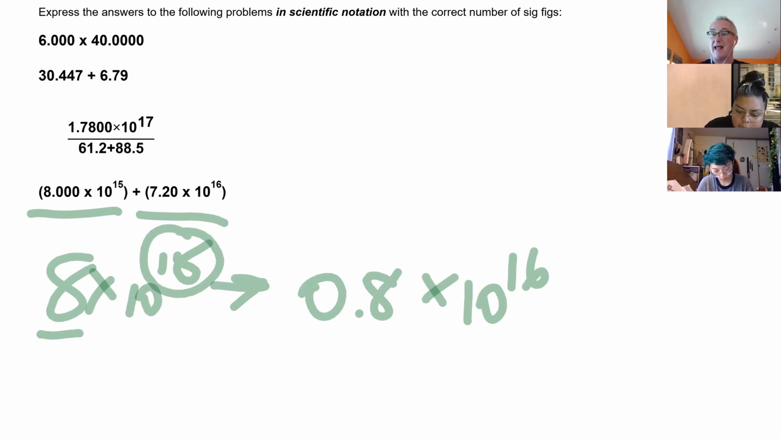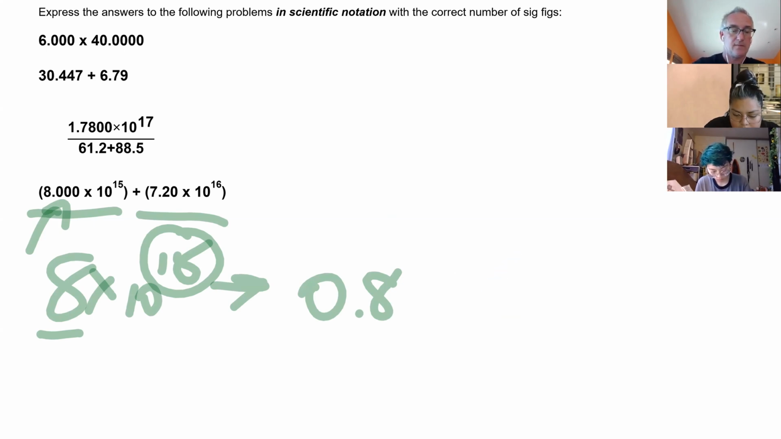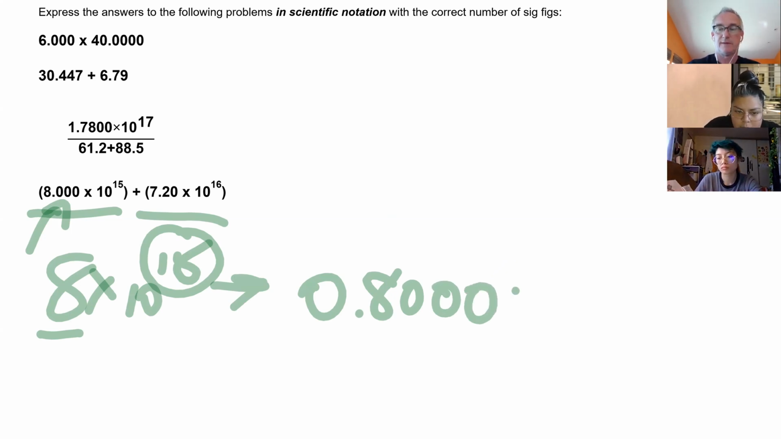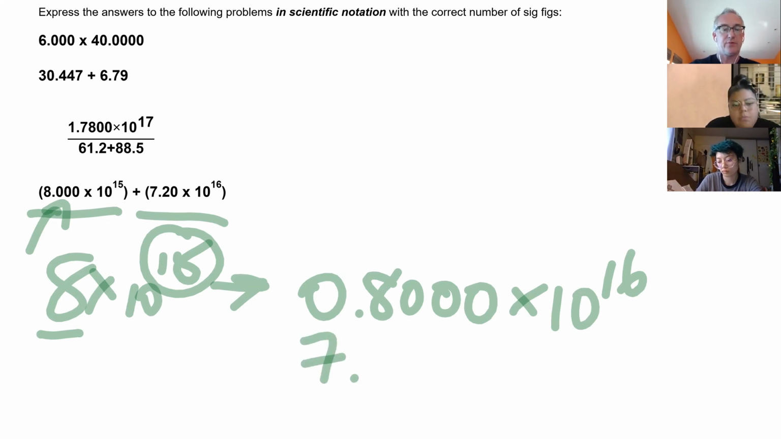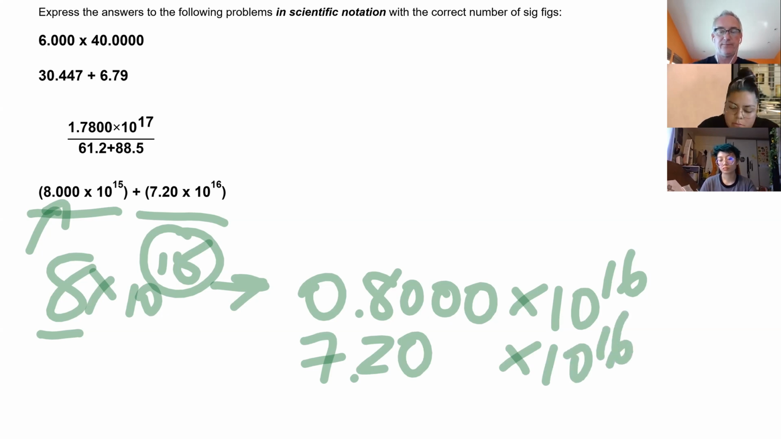But remember, we need to carry over our significant digits. So that would be 0.8000000 times 10 to the 16. And then with that, we add 7.20 times 10 to the 16. So what's our final answer going to be? 8.00 times 10 to the 16.